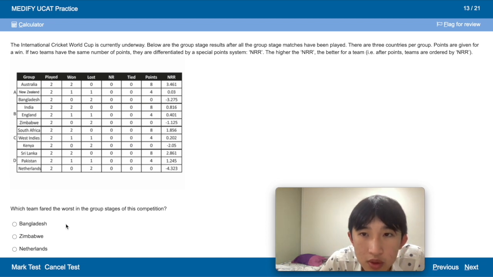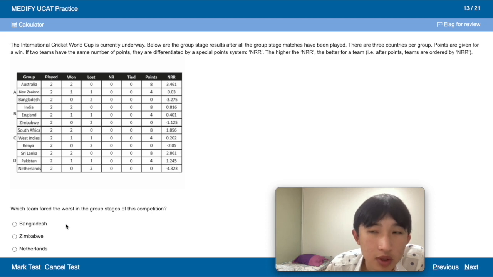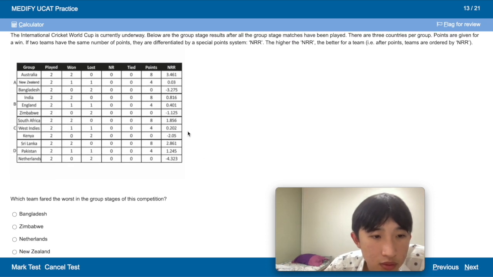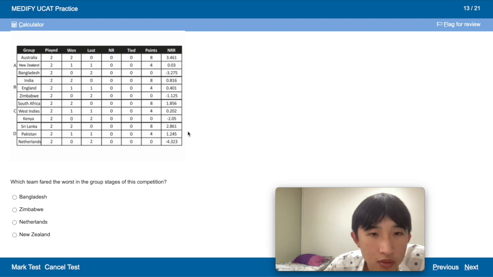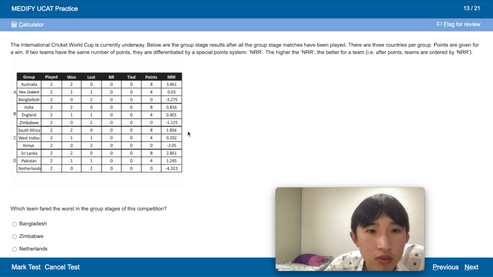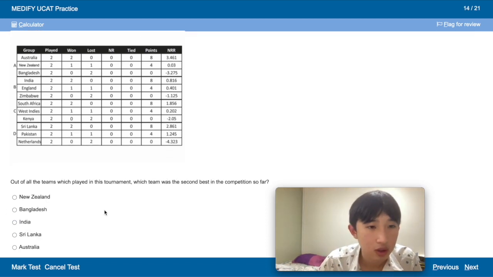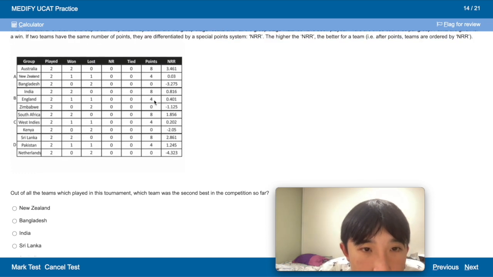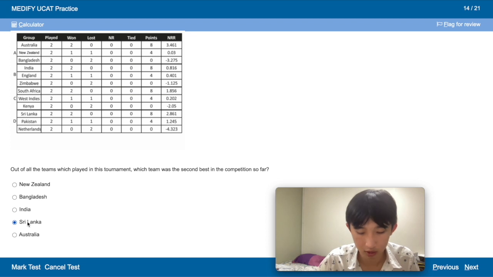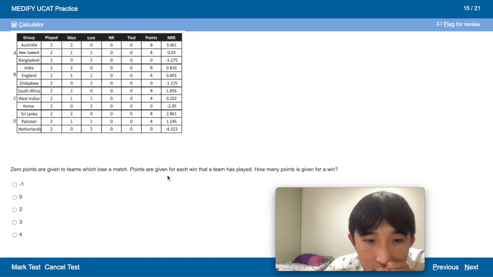Group stage, all groups. There's 3 countries per group. Once again, for a win. Special point system, better for a team. Worst in the group stages. We got 0-0-0, -4 in the Netherlands. Which team is second best in the competition? 8-3.8 Sri Lanka. Team which loses a match. Team has played only points given for a win.